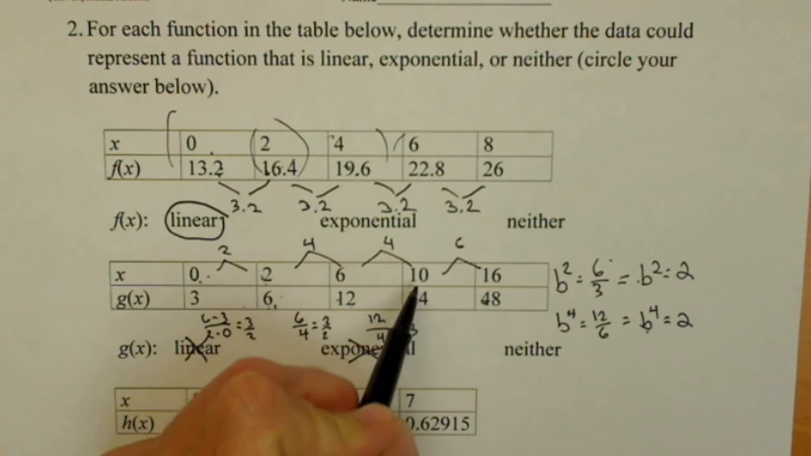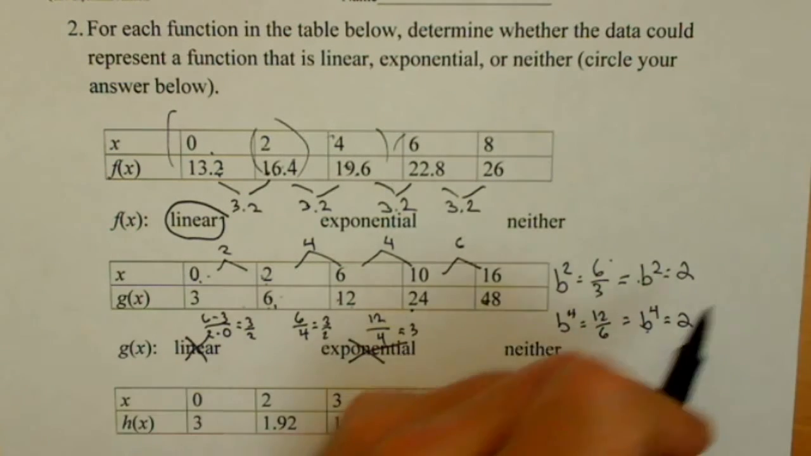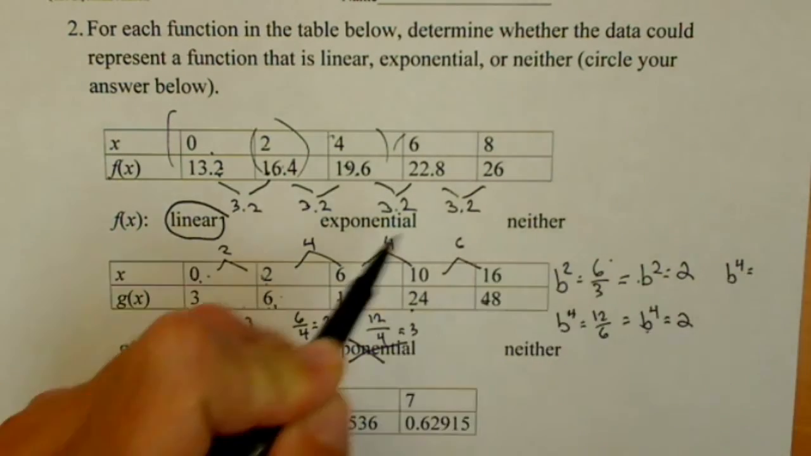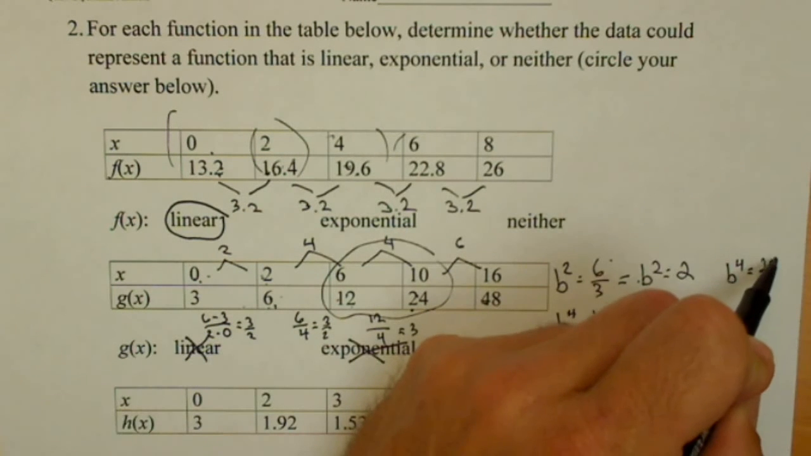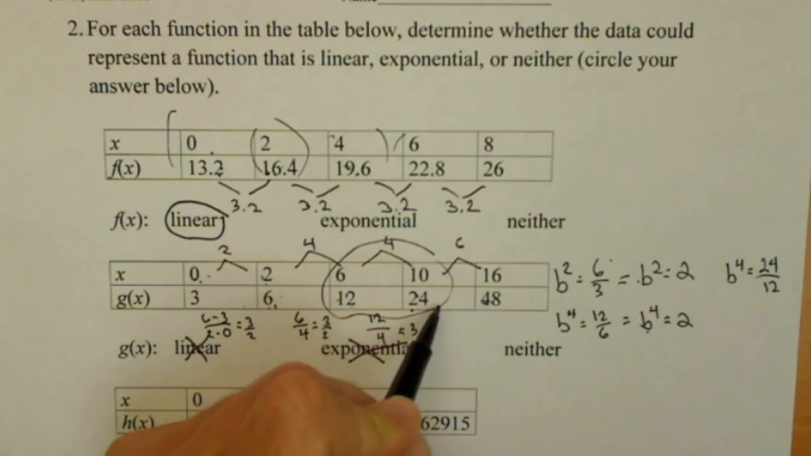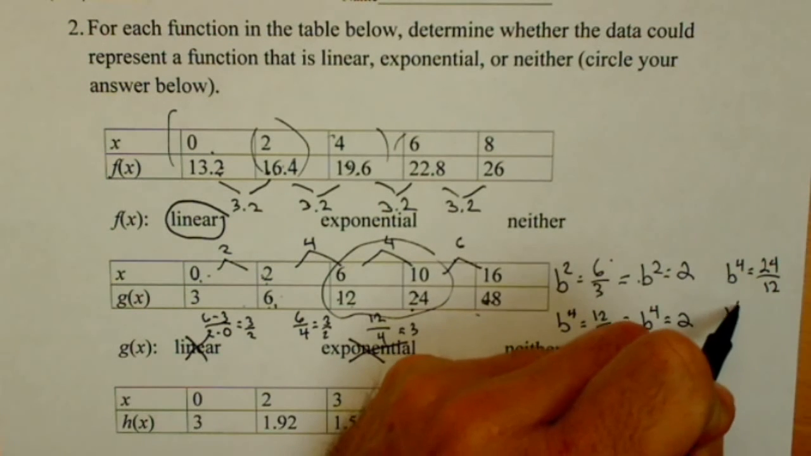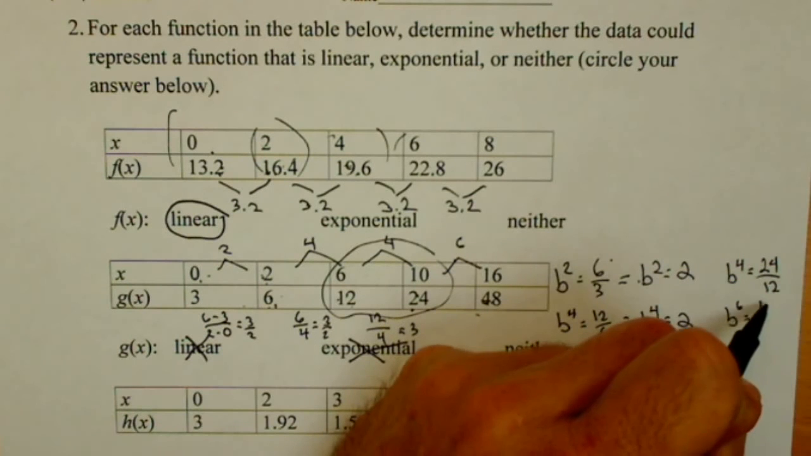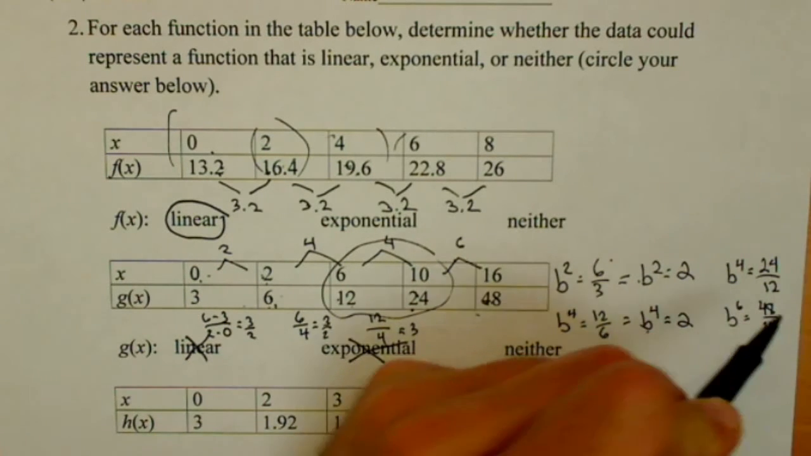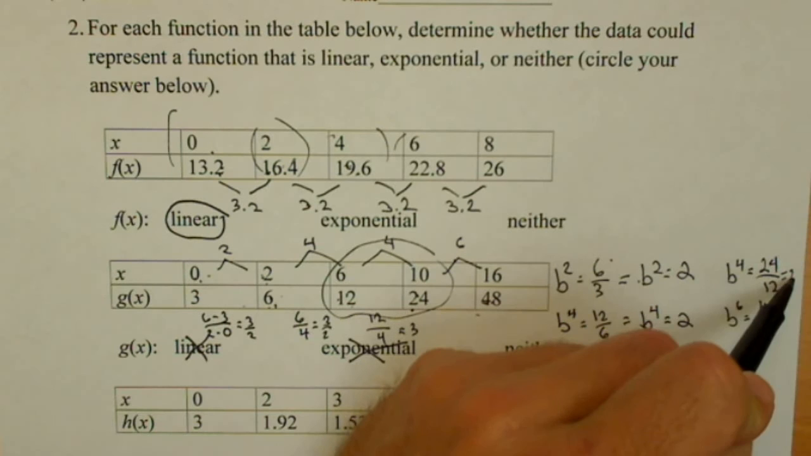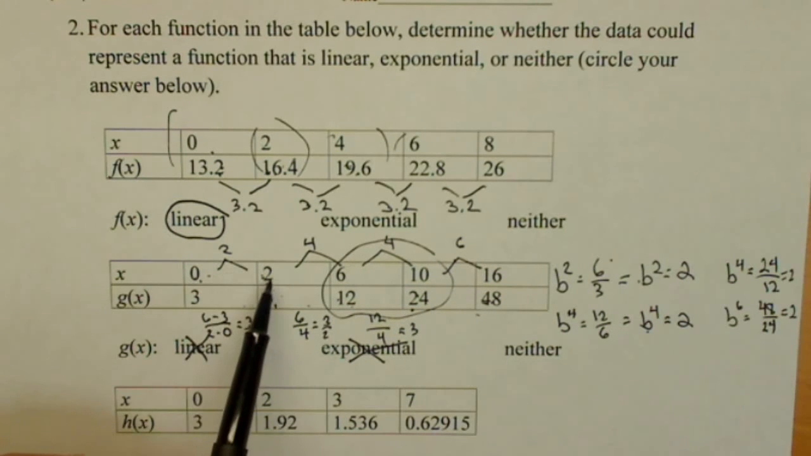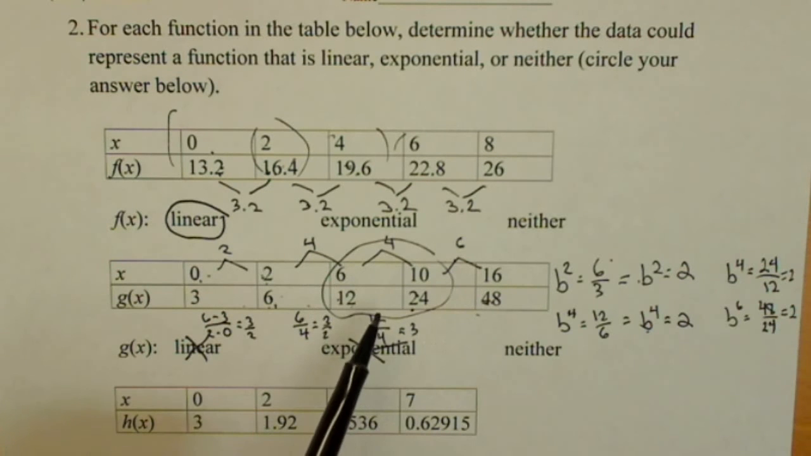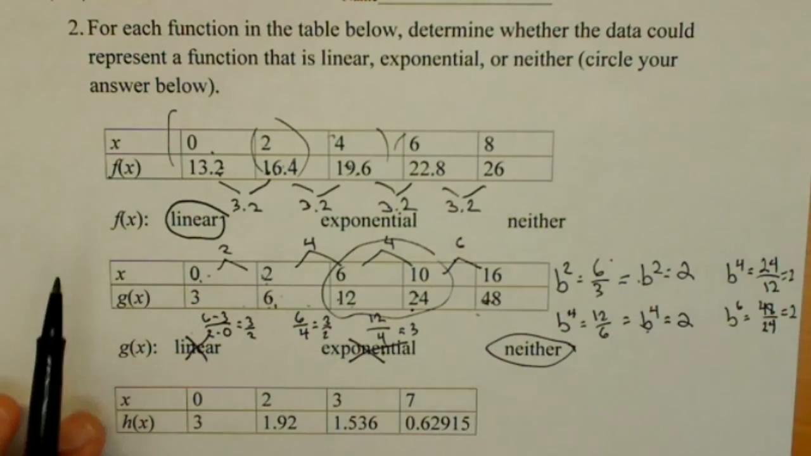So let's just set up the other two that we would need to test. We'd have b to the 4th equals, from this pair here, 24 over 12. And here we'd have b to the 6th equals 48 over 24. Now notice all of these divide out to be 2. So it's really tempting to say that it's exponential. And if the inputs had been equally spaced, it would have been. Since they're not, it's neither linear nor exponential, so it's neither.